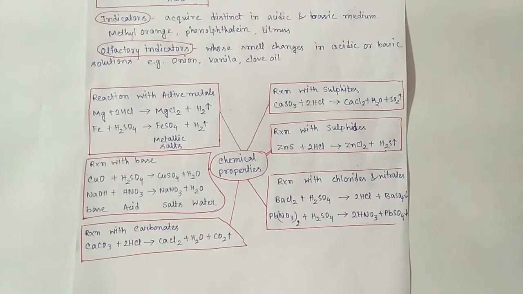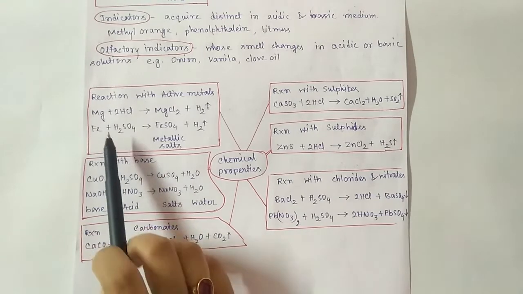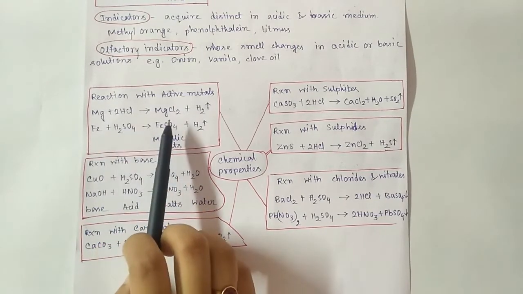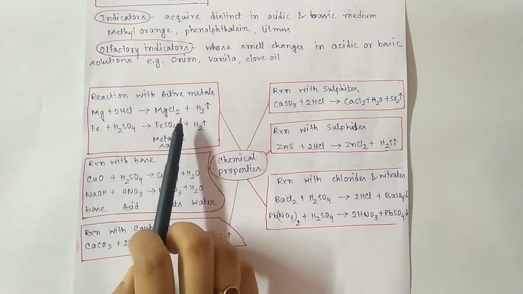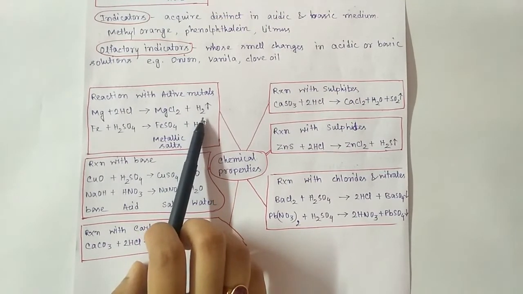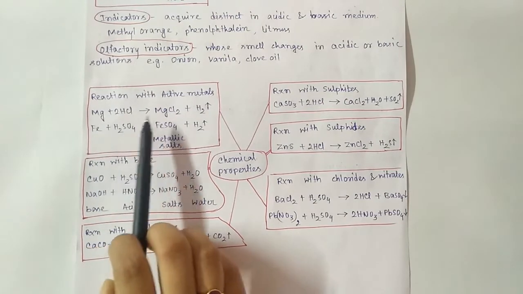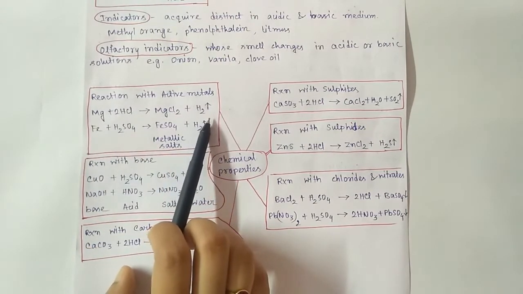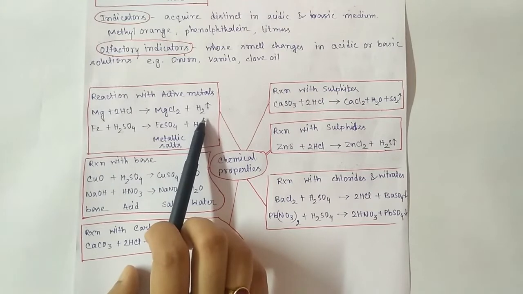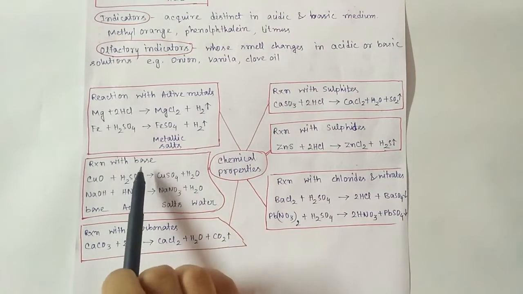Acids react with active metals, for example, magnesium, iron. So here you can see an example: Mg, when it reacts with 2HCl, produces MgCl2. This is a salt, and it also emits hydrogen gas. When a metal reacts with acid, it produces hydrogen gas. This is the most significant part of this reaction, that hydrogen gas is emitted.